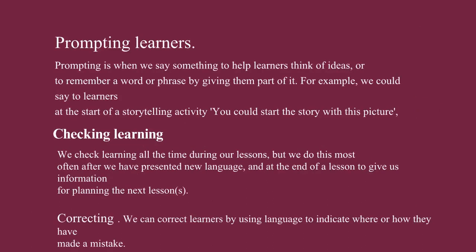Prompting learners. Prompting is when we say something to help learners think of ideas, or to remember a word or phrase by giving them part of it. For example, we could say to learners at the start of a storytelling activity, "You could start the story with this picture." Correcting. We can correct learners by using language to indicate where or how they have made a mistake.